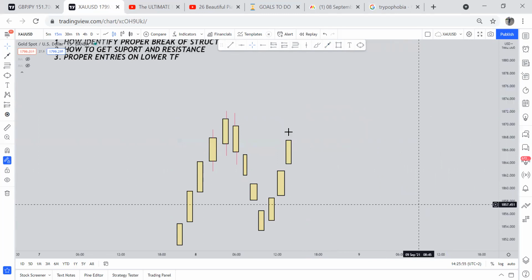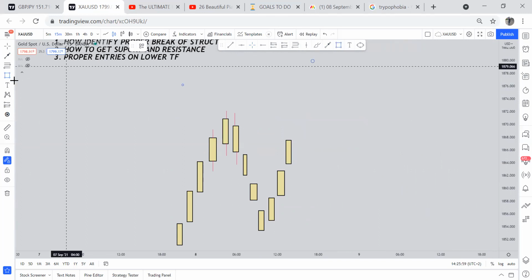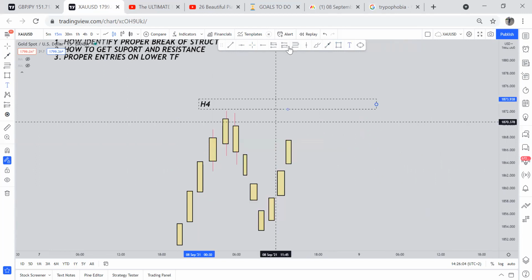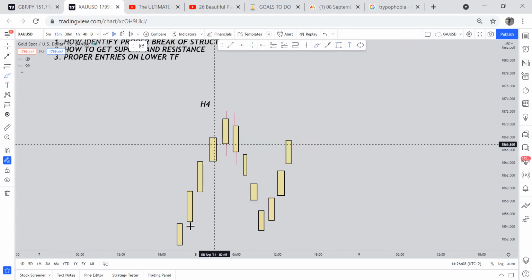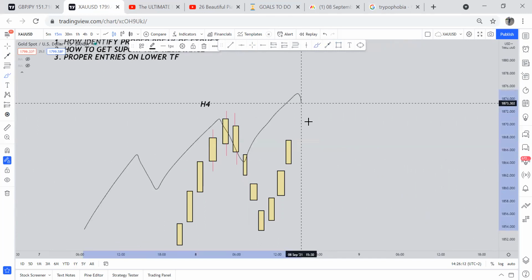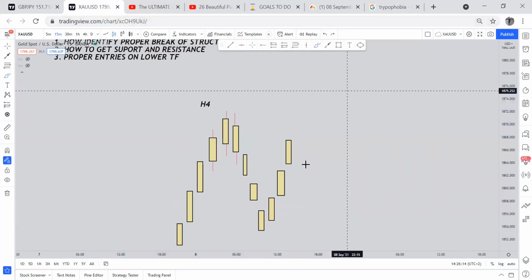Okay, let's work with this one. So now, my brother, you can see that this is our H4 time frame. Let me just label this. We are on our H4 time frame. Now we see that price is in a bullish momentum. Price has been making high highs, high lows, high highs, high lows, high highs. So price is in a bullish momentum.